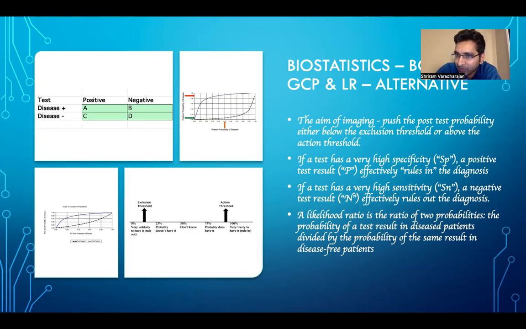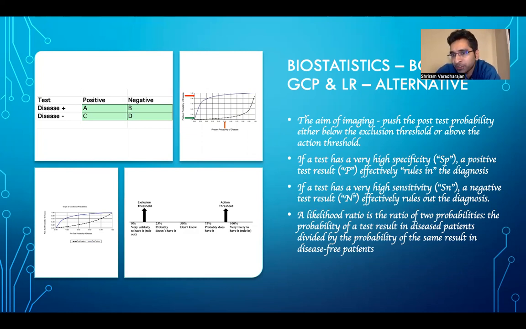So what do I mean by specificity? It means that a positive test result is going to effectively rule in the diagnosis. And when I say a test has high sensitivity, a negative result is going to rule out that disease. And then we get a post-test likelihood ratio.